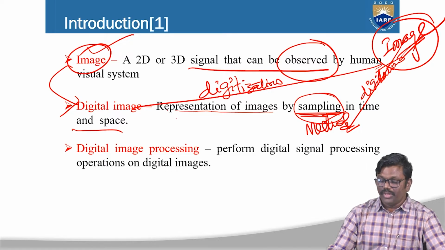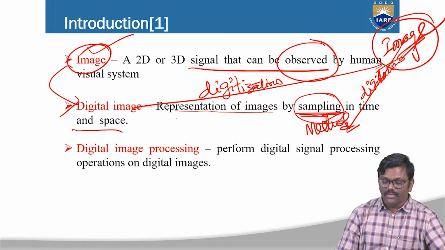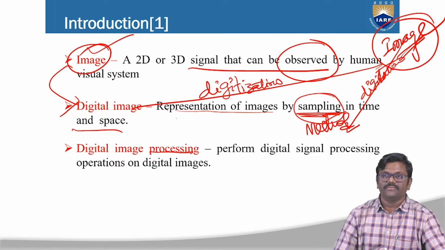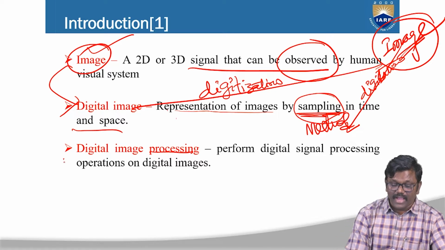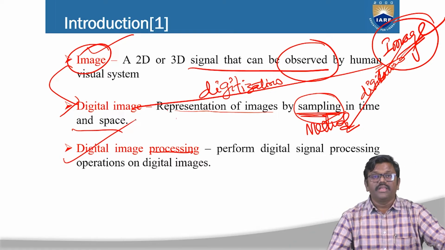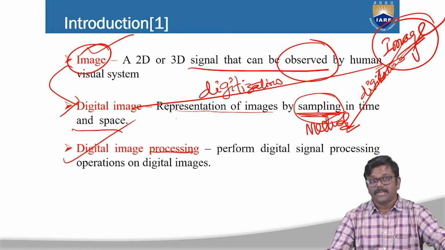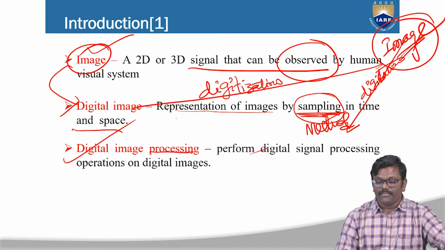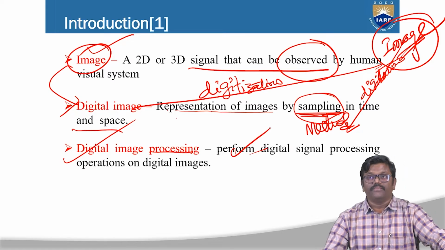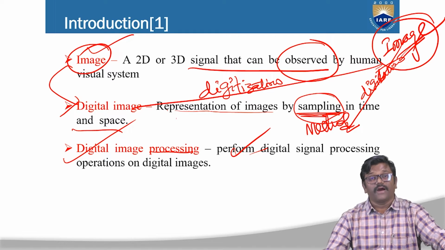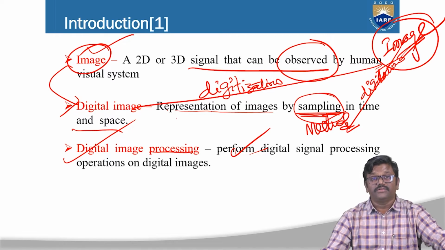Now, when we convert, we start processing such an image. What do you want to process it for? You want to do certain operations. So I'm simply going to define: digital image processing is performing digital signal processing operations on digital images. I'll repeat, performing digital signal processing operations on digital images.